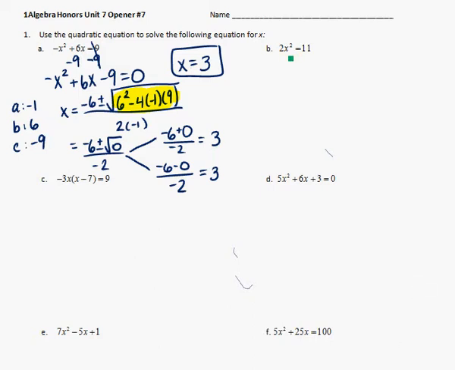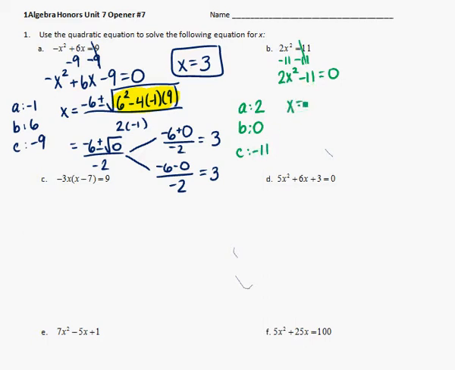As we move on to part B, we see that this quadratic equation is not in the right form to use the quadratic formula either. So I'm going to subtract 11 from both sides of the equation and get 2x squared minus 11 equals 0. a is my coefficient of x squared, which is 2. b is my coefficient of x, but x is missing, there aren't any, so I have to put 0 as my b. And then c is my constant term, -11.